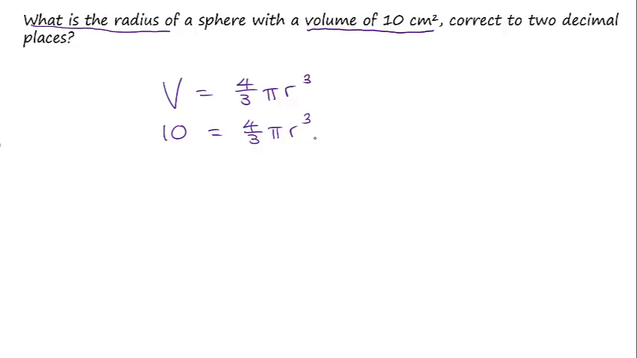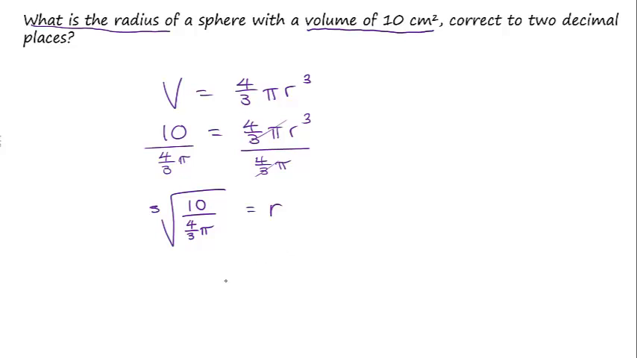And now I have to work out what R is, so I have to do a little bit of rearranging of my formula. So the first thing I'm going to do is divide both sides by 4/3 pi, so that I can cancel that out. So then I have to divide this side by 4/3 pi. Then to get R on its own, I have to take the cube root of that whole thing. So the cube root of 10 over 4/3 pi is equal to R. Okay, that looks a little bit messy, but you can plug that right into your calculator.